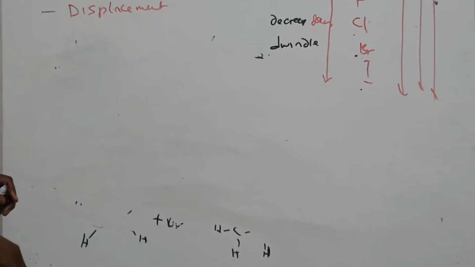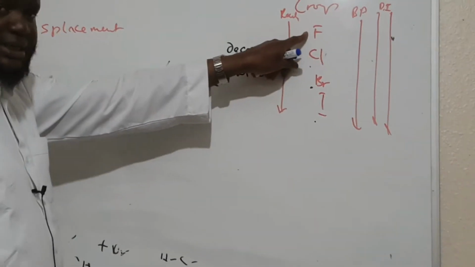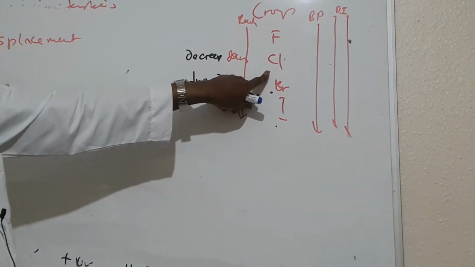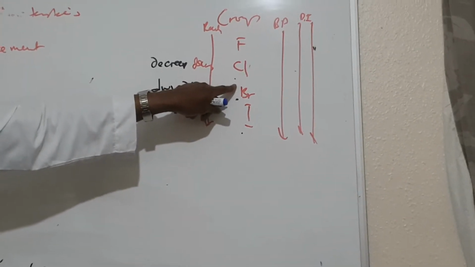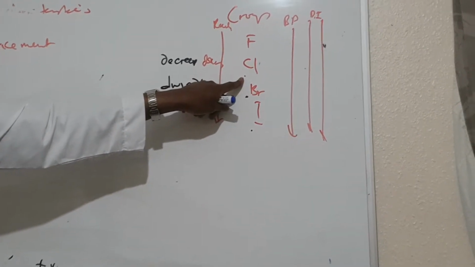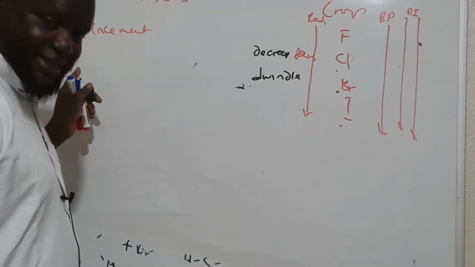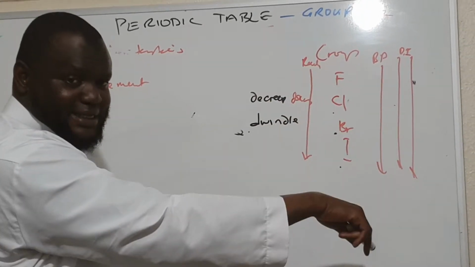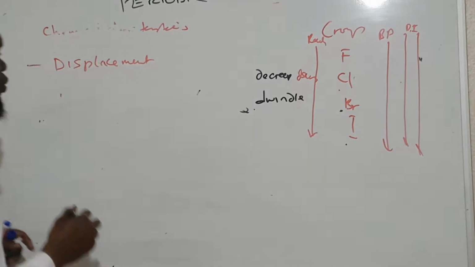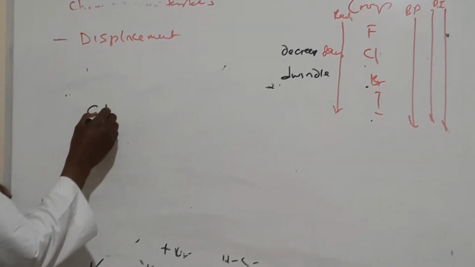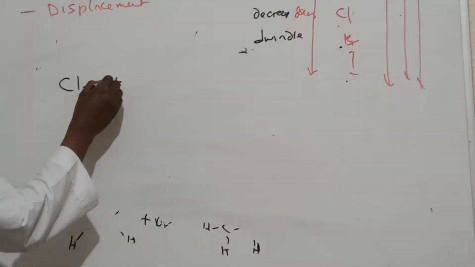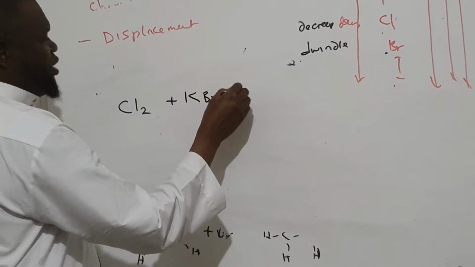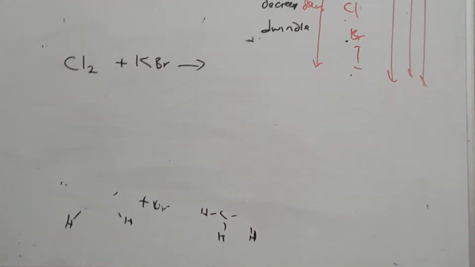Now, a more reactive halogen will displace, or kick out, a less active halogen in a salt of this halogen. When I say salt, we are talking of alkali metals and group 2 metals. They form salts with the halides. Now, suppose you have chlorine, Cl2, plus potassium bromide.